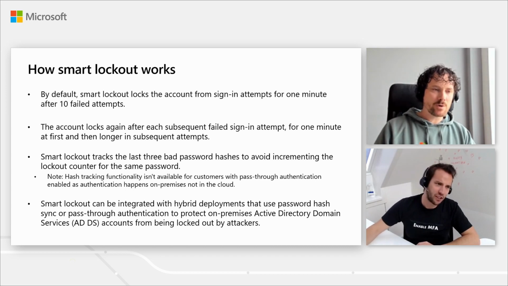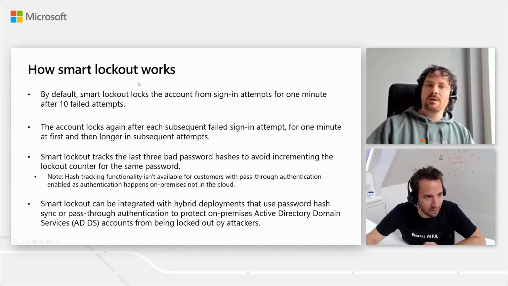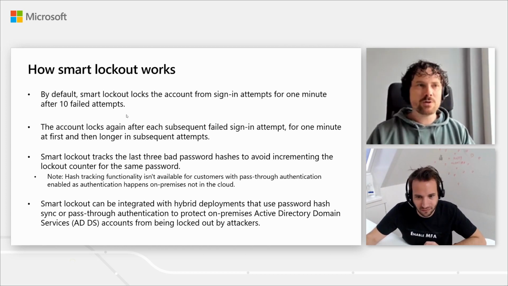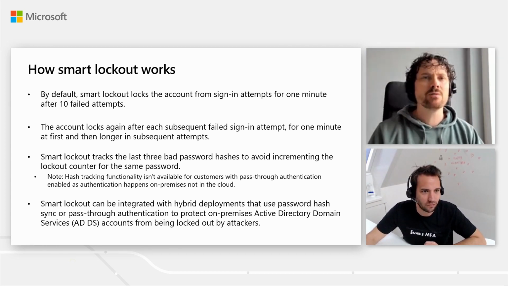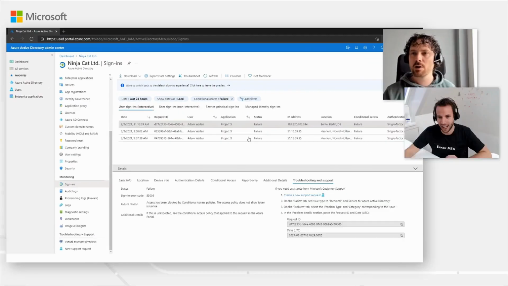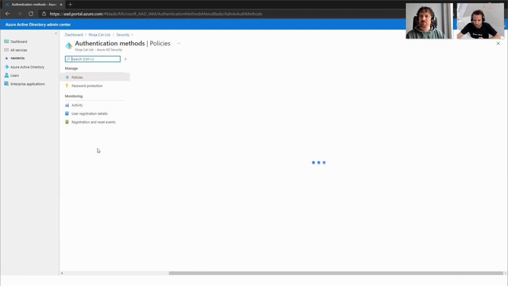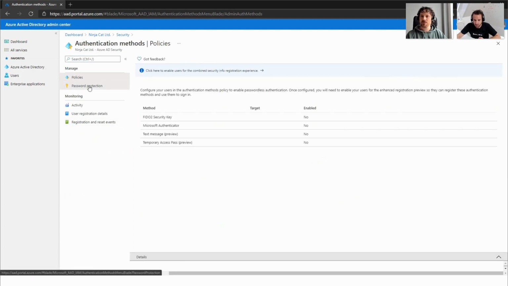Very quick example. Let me switch to the console. We have still 5 minutes left, so we could actually do that. So smart lockouts. It's still all under security. If you go to authentication methods, you will see something called password protection.